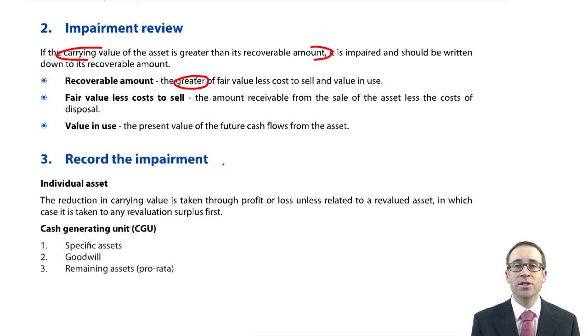Once we've gone through and thought about the carrying value and the recoverable amount, and seen whether or not it is impaired, the issue then is about how we go through and process the impairment, isn't it?